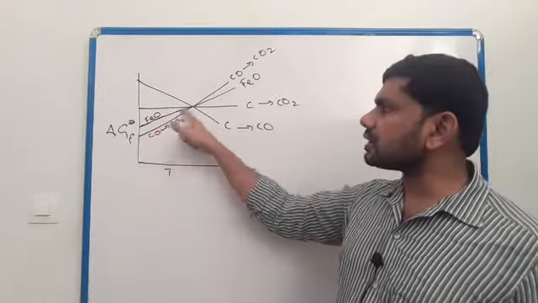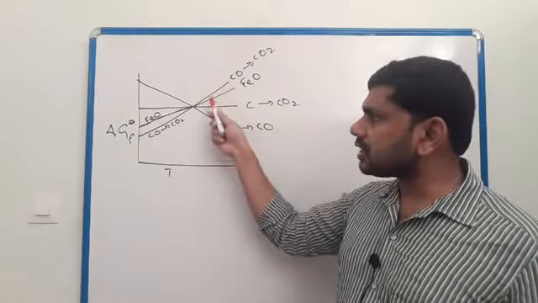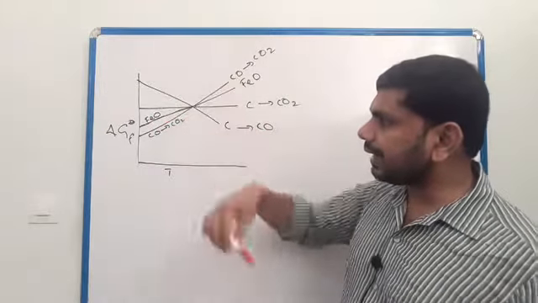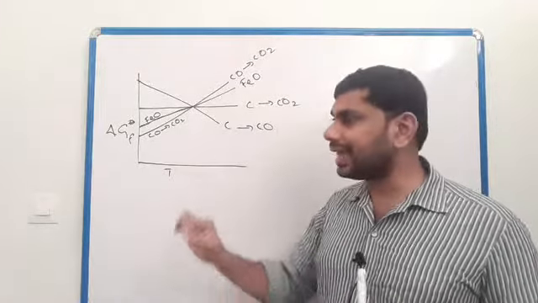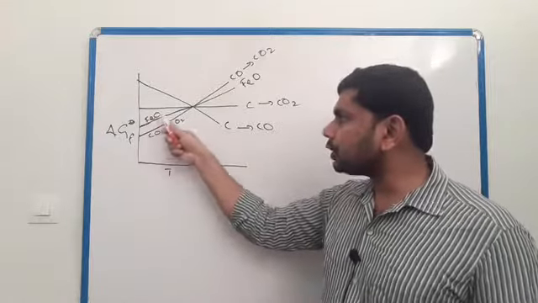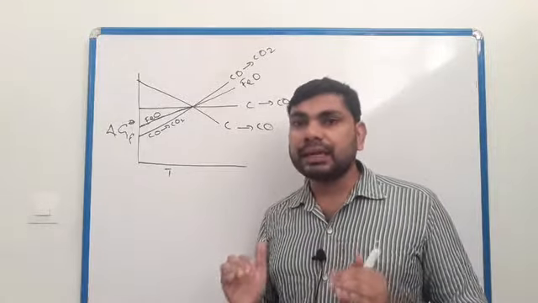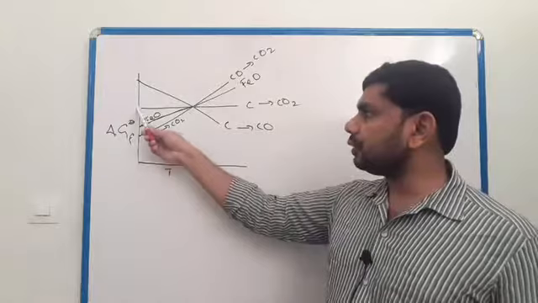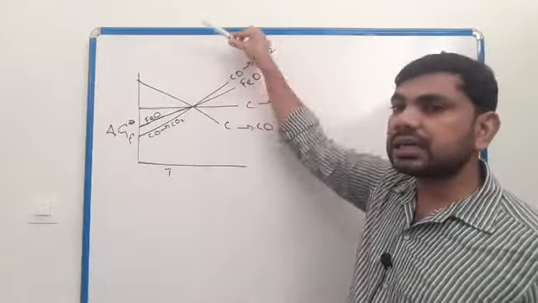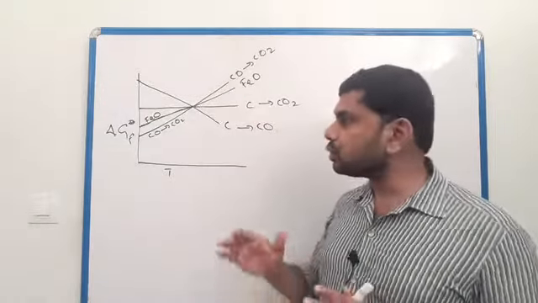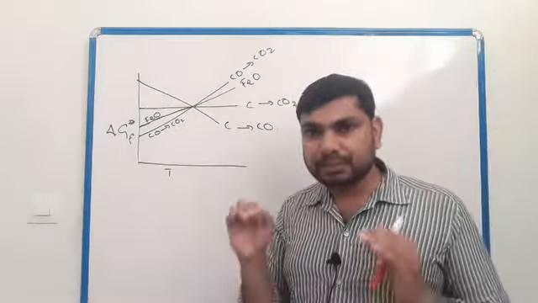This is the metal oxide line, and the line for the reducing agent must be below this line. We have to choose a reducing agent whose line must be below this line. Also its delta G must be negative. I told you in the previous video, here this is delta G 0, below this delta G is negative, above this delta G is positive. So we have to choose a line below the metal oxide line. Also delta G must be negative.